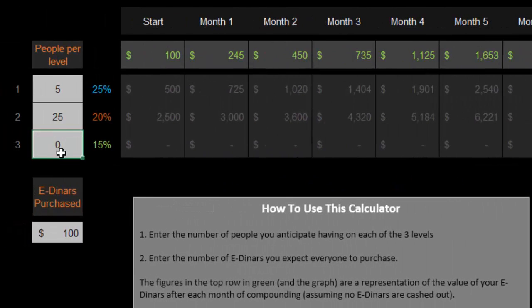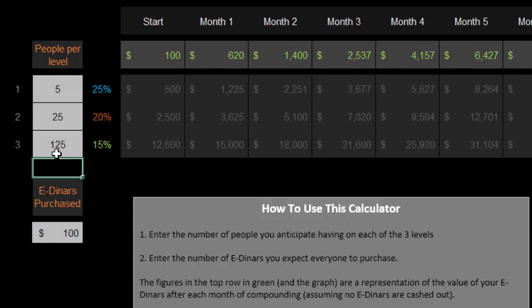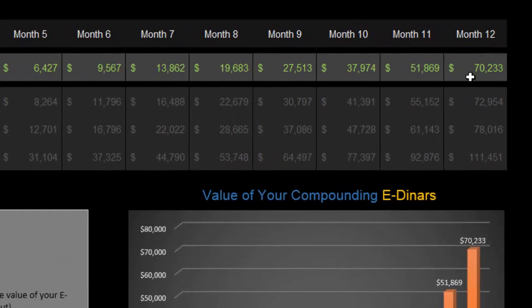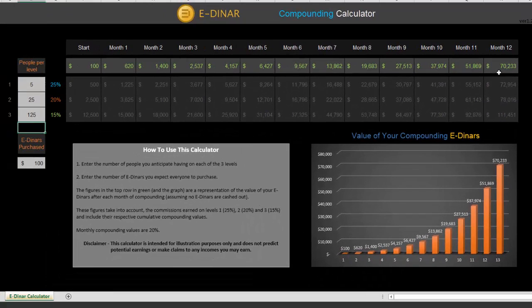And if we take it to level 3, and let's say these people introduce 5 each, so that's 125 on level 3. Your 100 dinars within the first month, you're looking at 6 times what you've put in. Month 4, it's 4,000. At the end of the year, you're looking at 70,000 dinars. And that's just starting at 100 dinars, or $100.